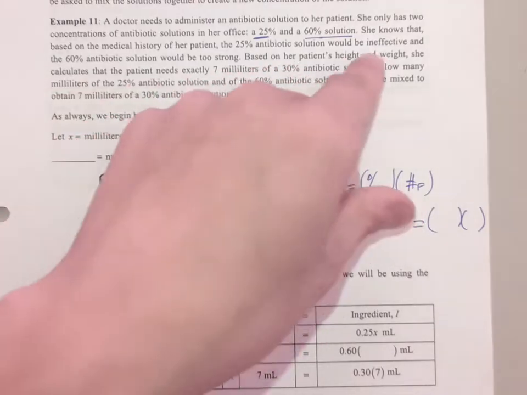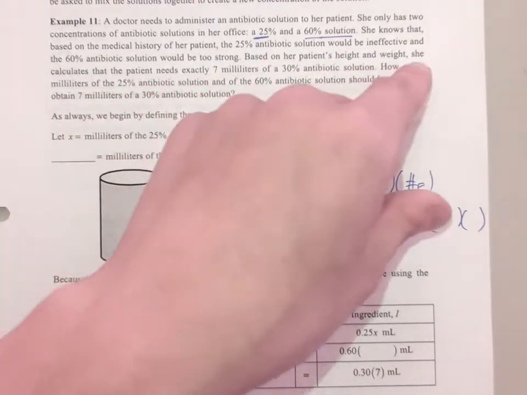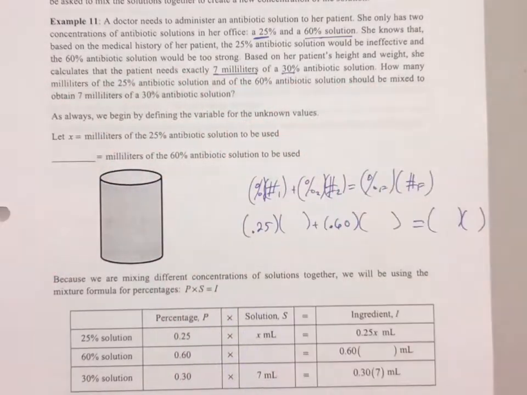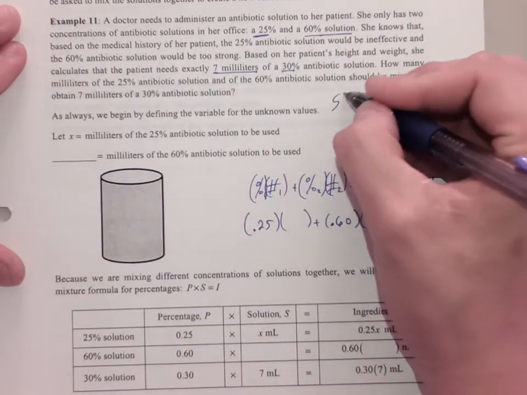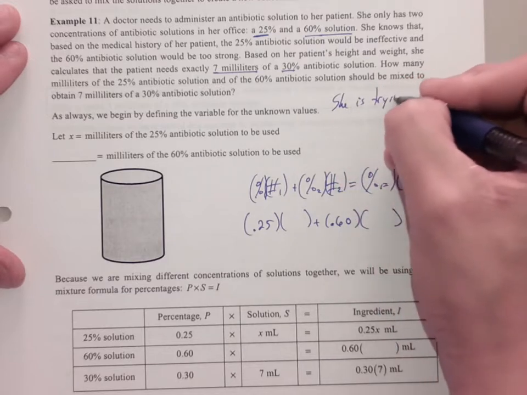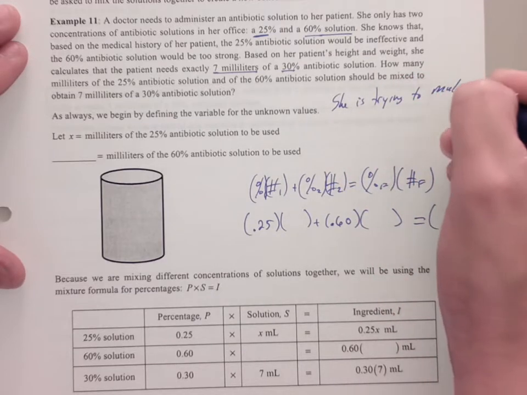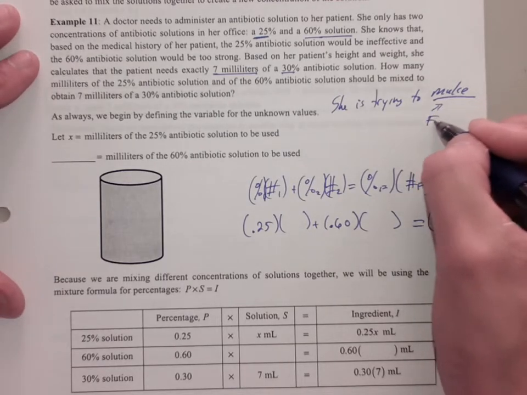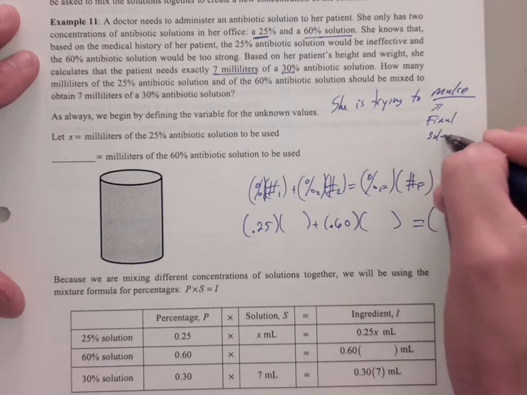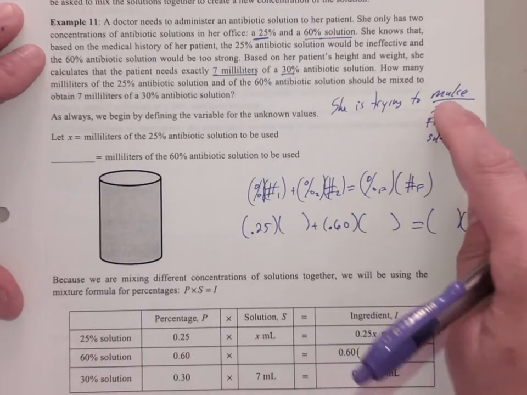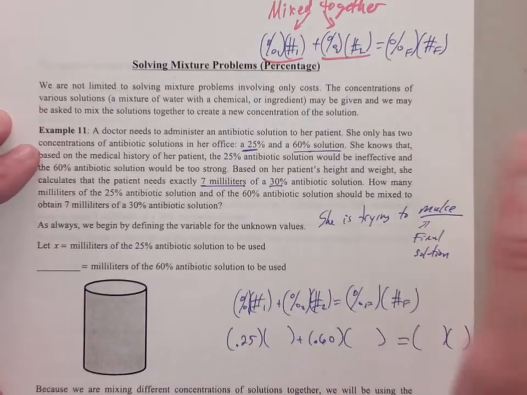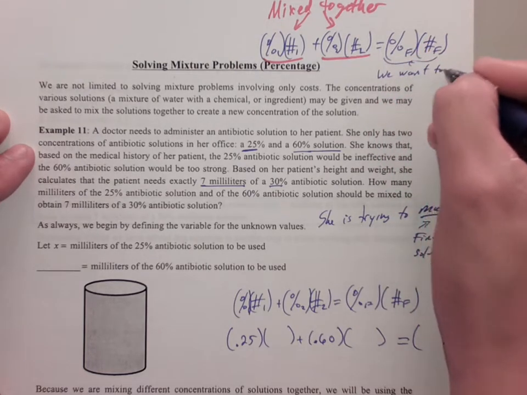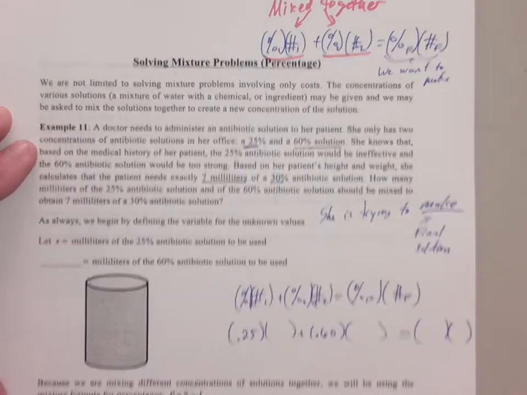Well, it says here, based on her patient's height and weight, she calculates the patient needs exactly 7 of a 30, so she is trying to make this. When it says the word make, this means this is the final solution. In other words, what is being made is this stuff here. This is what we want to make. Okay? So how do I do this?